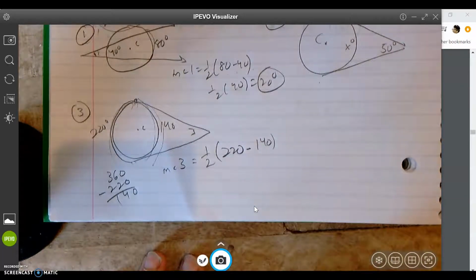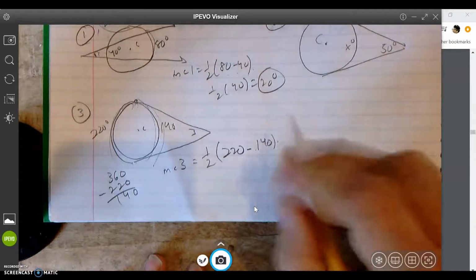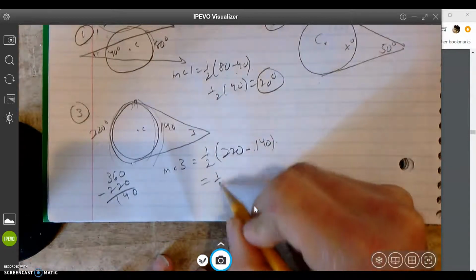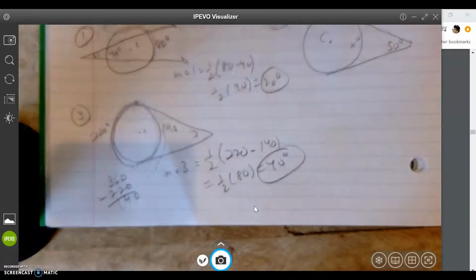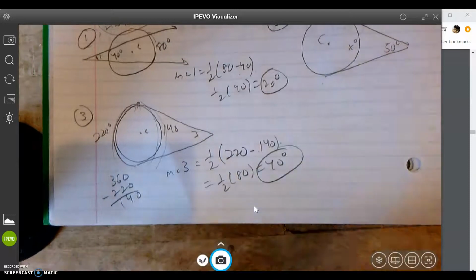Sometimes you've got to do an extra step. So 220 minus 140 is 80. Half of 80 is 40 degrees. Got it. Awesome. Cool.